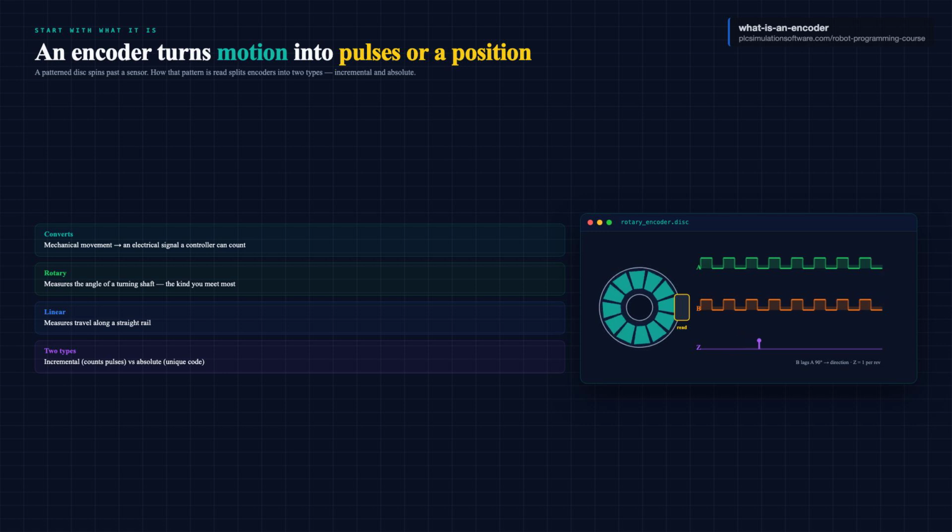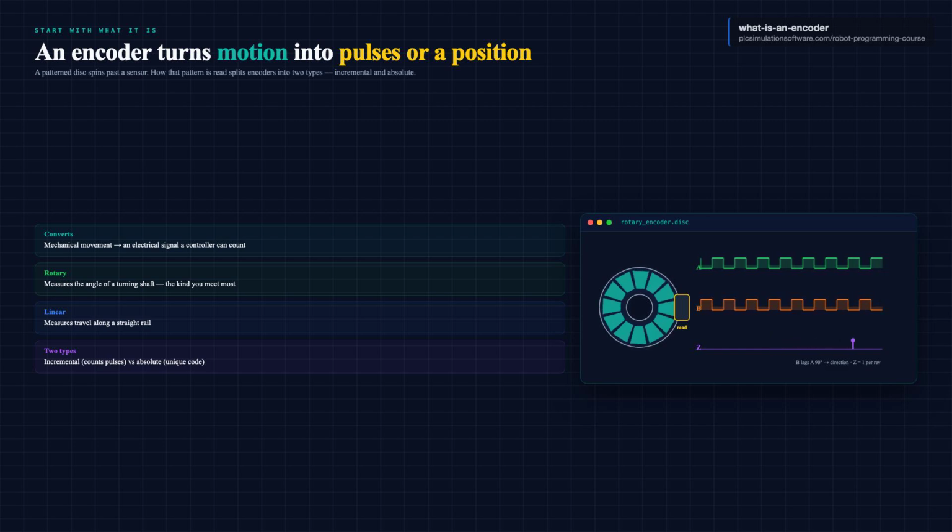Inside, a disc spins past a sensor. The disc has a pattern, and as it turns, the sensor reads that pattern and reports it out. How it reports is the whole story, and that splits encoders into two types. First type, the incremental encoder.